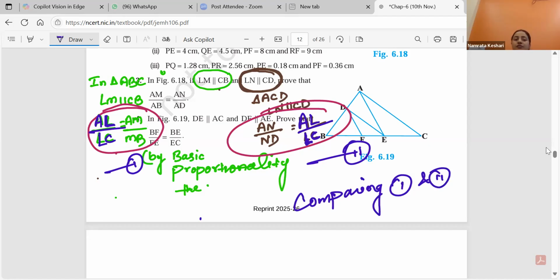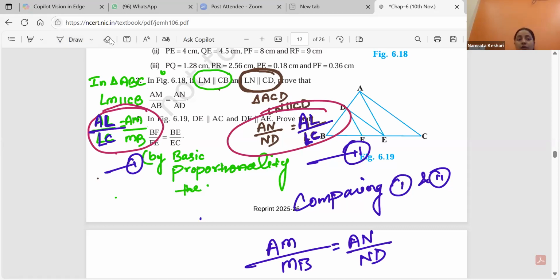After doing the comparison, we can say that AM to MB is equal to AN to ND. Since the blue one and the blue one are the same, the green and the brown one will also be the same, and we are done with the proof. You can check it in the original question. It's that simple. All the questions over here are like that only.